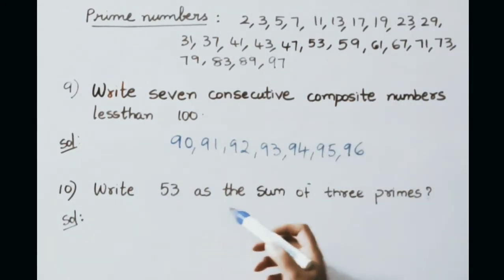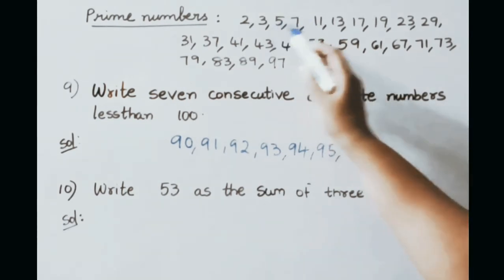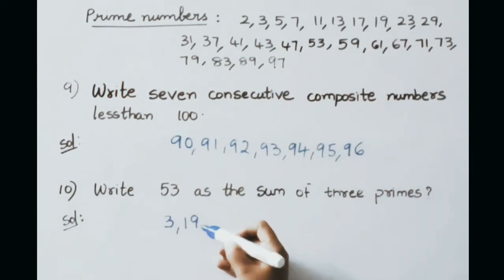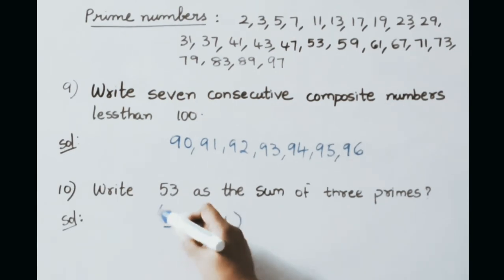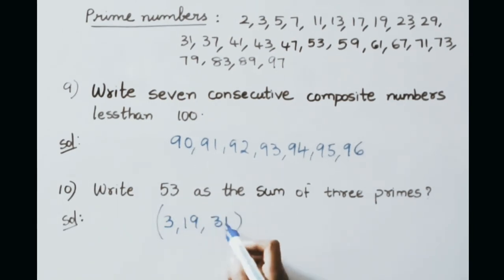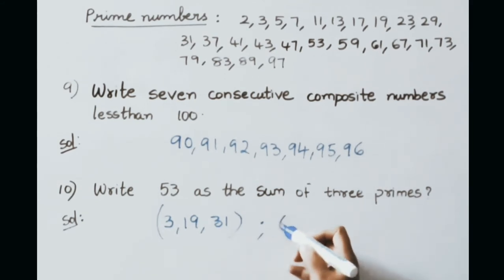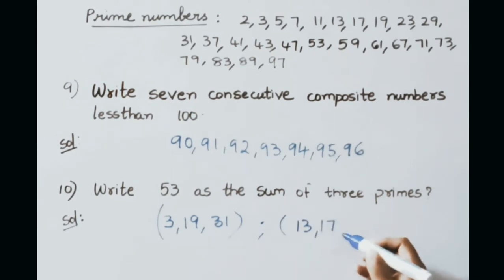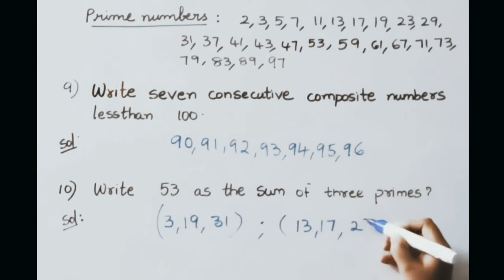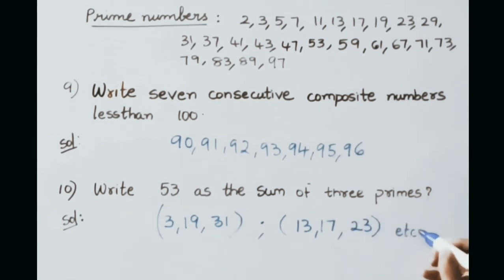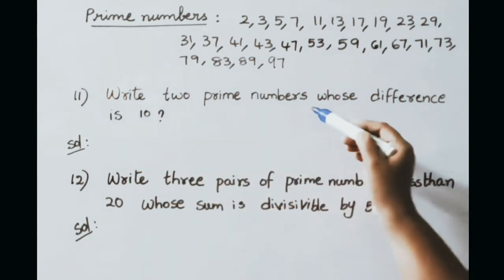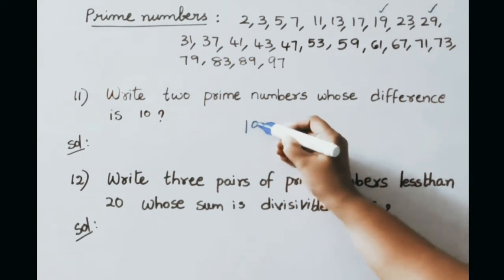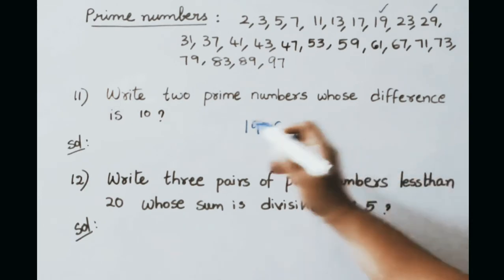See 10th question. Write 53 as the sum of 3 primes. See prime numbers 3, 19, 31. This is one set whose sum is 53. See next one. 13, 17, that is 30. Next 23. Now the sum is 53. See 11th question. Write two prime numbers whose difference is 10. 19 and 29 are two prime numbers whose difference is 10.